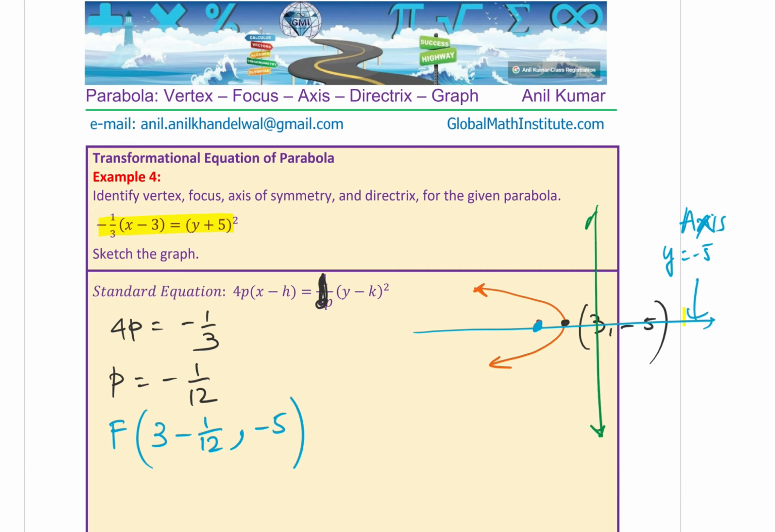Let's say this is the directrix, which is x equals 2. To 3 this time, we are going to add 1 over 12. Clear? So that is how we are going to do. So this will be 12, 36, and 37 over 12. And here, the calculation will give us the focus as 36 minus 1, which is 35 over 12, minus 5. Is this clear to you? So that is how very easily we can find all the parameters, correct?